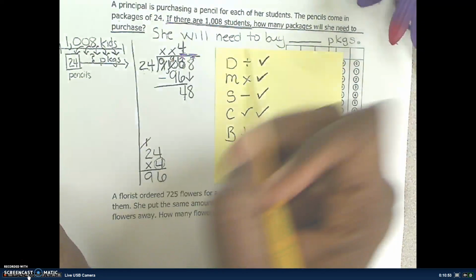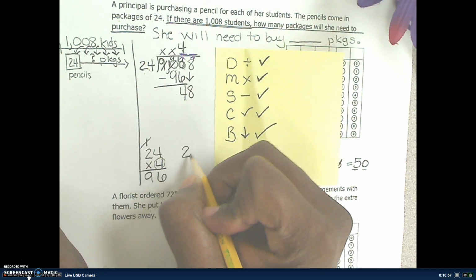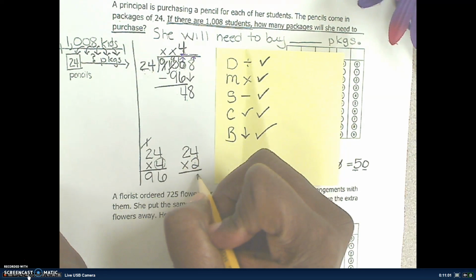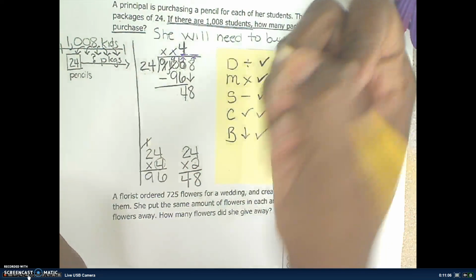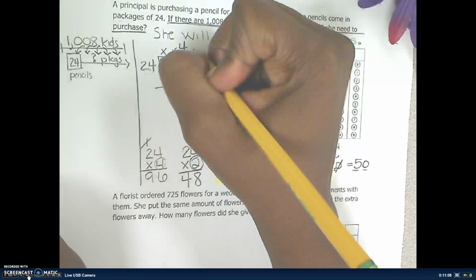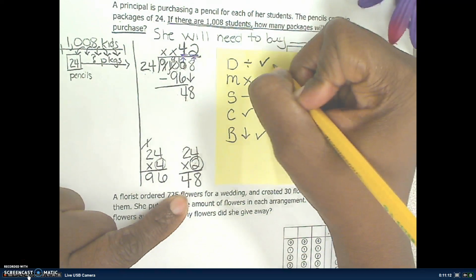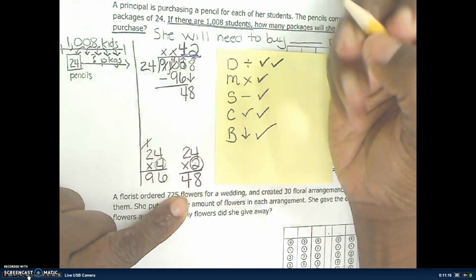Well, I'm thinking that's going to be a low number because 2 times 2 is 4, so I'm going to try 2. 24 times 2. 4 times 2 is 8. 2 times 2 is 4. Ding, ding, ding, ding. I found it. 24 times 2 is 48. So I divide it. I can make 2 groups of 24 out of 48.